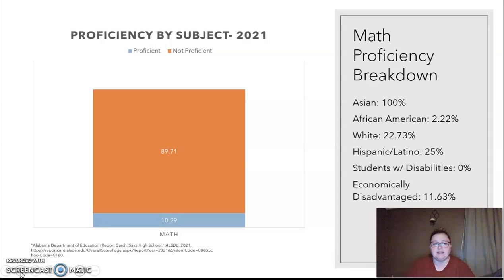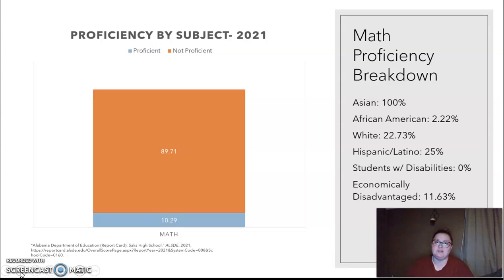Similarly, you can see the breakdown here on the right-hand side of the screen in math proficiency. 100% of the Asian population of students, 2.22% of our African American student population are considered proficient. That is very low, especially when you consider that 22.73% of our white population are proficient and 25% of our Hispanic and Latino population are proficient in math. Again, those are really huge gaps that need to be addressed.